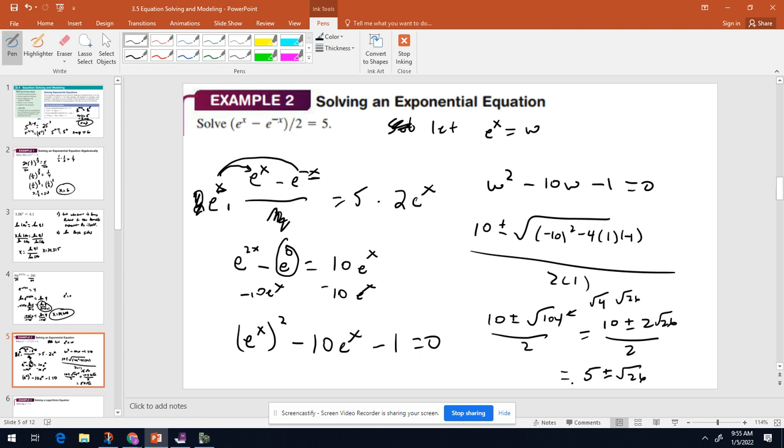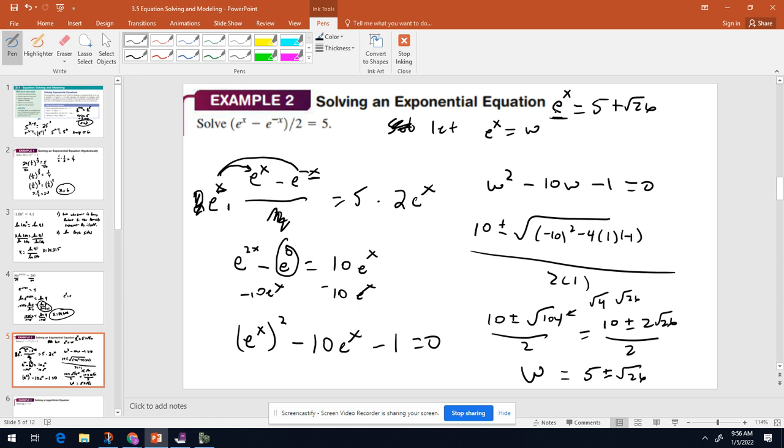Now, if I go back to the original problem, I can't have this minus, because it would end up with a negative value here. So that value won't come out to equaling a positive 5. So my answer, again, this is what w is equal to. So I've got to rewrite this now. I'm going to say e to the x equals 5 plus square root of 26.